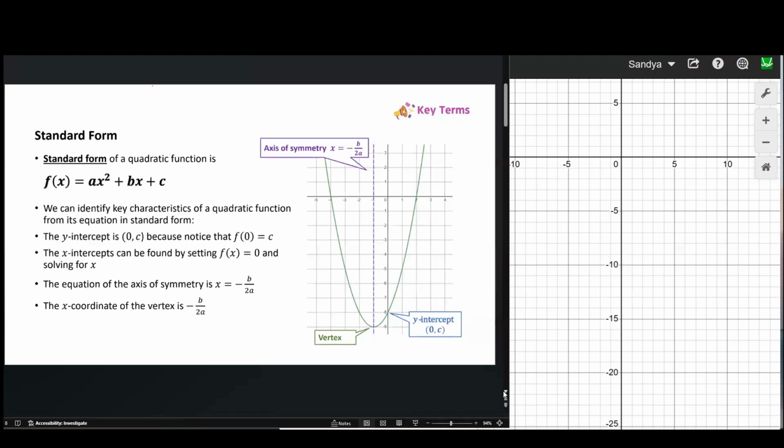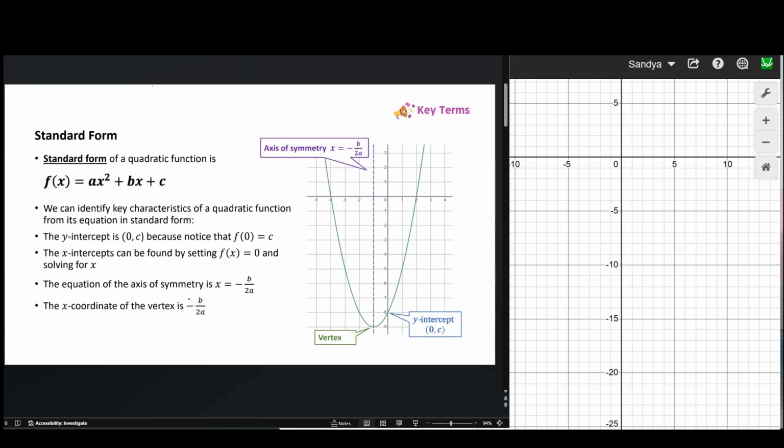The y-intercept will be at (0, c), because remember, if we find the y-intercept, we're going to substitute x equals 0. Well, if we substitute x equals 0 into this equation, that's going to give us f of 0 is equal to c. The x-intercepts can be found by setting f of x equal to 0 and solving for x, because remember, the x-intercepts occur where y equals 0.